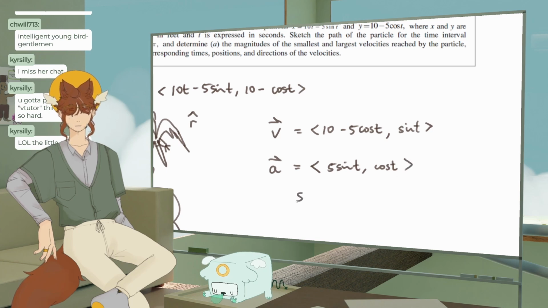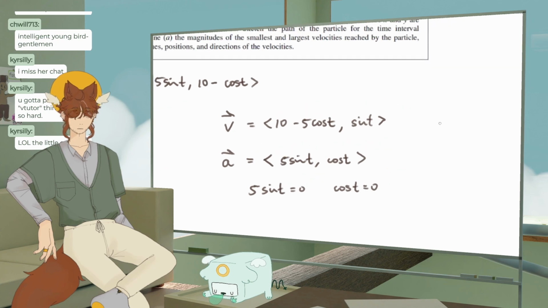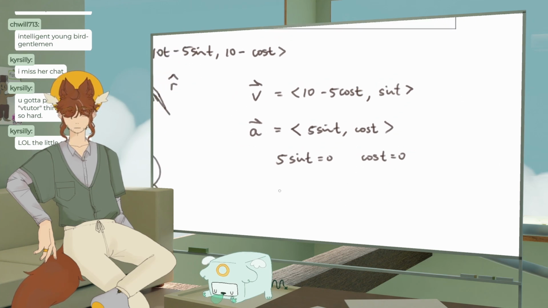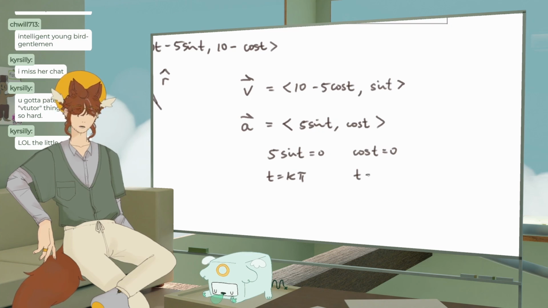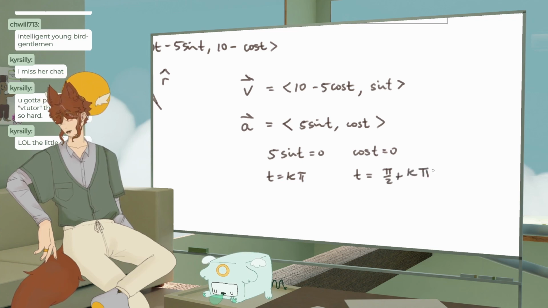So we set these to 0, and we find when v is, what are we finding? Like the local minima and maxima. So sine is 0 when we're at 2 pi or pi? Is it pi? It's pi. So t equals k pi, and then cosine t is 0 when we have t equals pi over 2 plus k pi. I remember math. That's why we gotta practice.